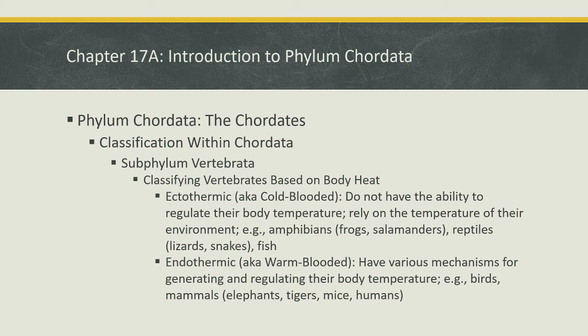And then some vertebrates are endothermic, and we also call that warm-blooded. And so they have various mechanisms for generating and regulating their body temperature. So it's like we have internal metabolic stuff that helps raise our temperature when it's too cold outside. But then we also have different things like sweating or panting to help dissipate heat to lower our body temperature when it's too hot outside. So examples of endothermic animals are birds and mammals. And mammals, things like elephants, tigers, mice, and even us. All right, so that's classifying vertebrates based on body heat.